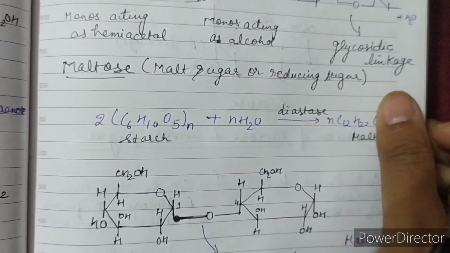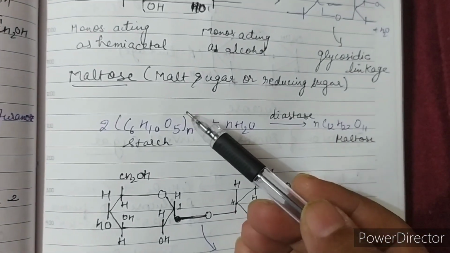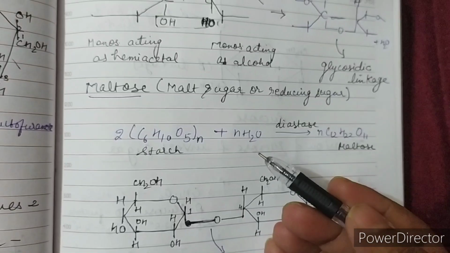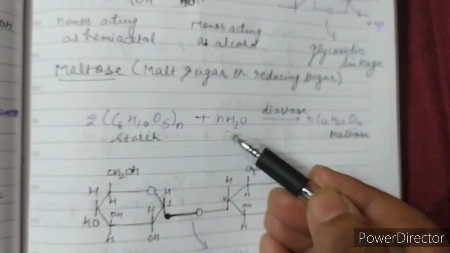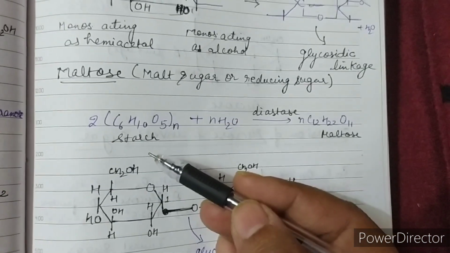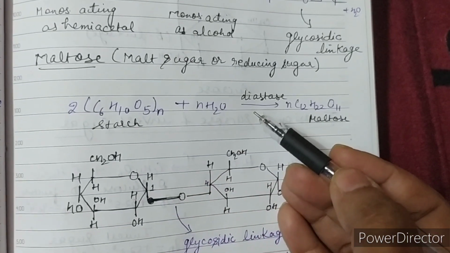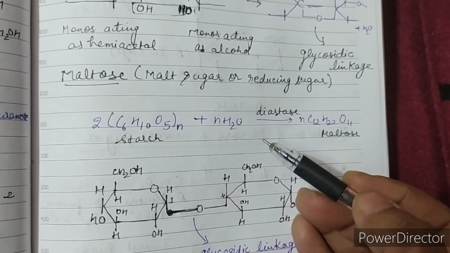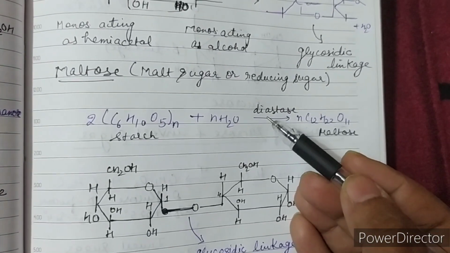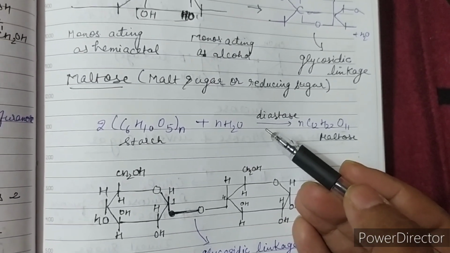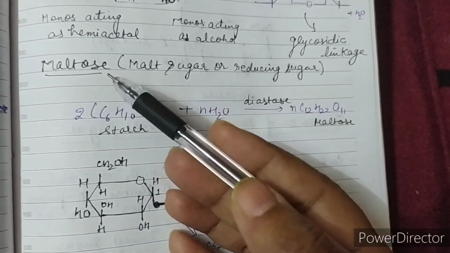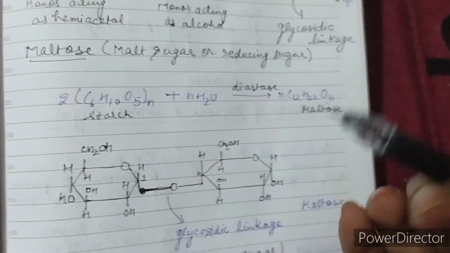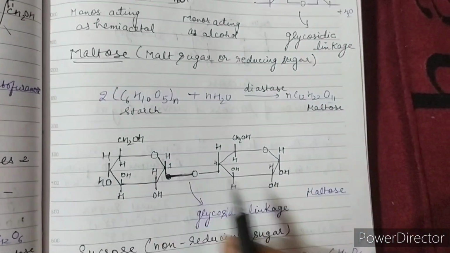Number one is maltose. Maltose is also called malt sugar and is a reducing sugar. Why is it called malt sugar? Because it is obtained by the partial hydrolysis of starch in the presence of the enzyme diastase. This enzyme is found in malt, that is sprouted barley seeds, and that's why it is also called malt sugar, maltose. Now let's see here.